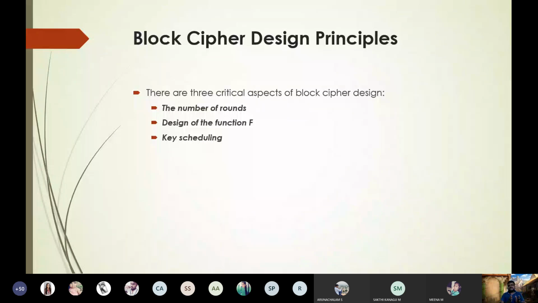The number of rounds differs for various ciphers. Already I told you we have three types of DES: single DES, double DES, and triple DES. The number of rounds will differ for these three. For single DES, it has around 16 rounds, and for double DES, the rounds will be increased to more than 20 rounds. And for triple DES, the rounds will differ. So this is the first important aspect in the design principle.